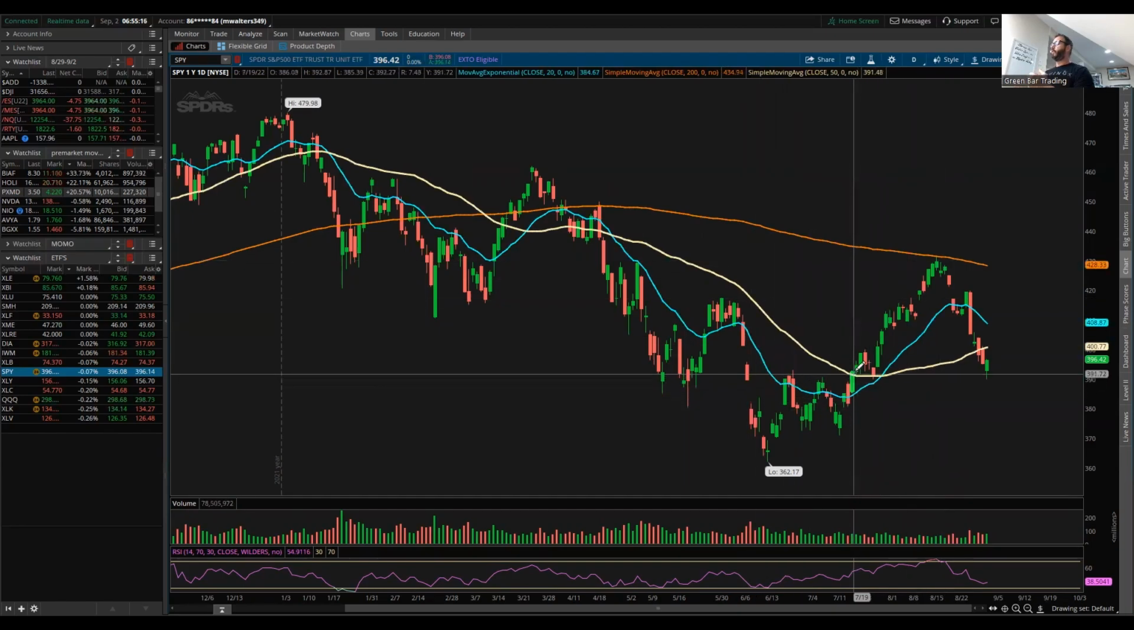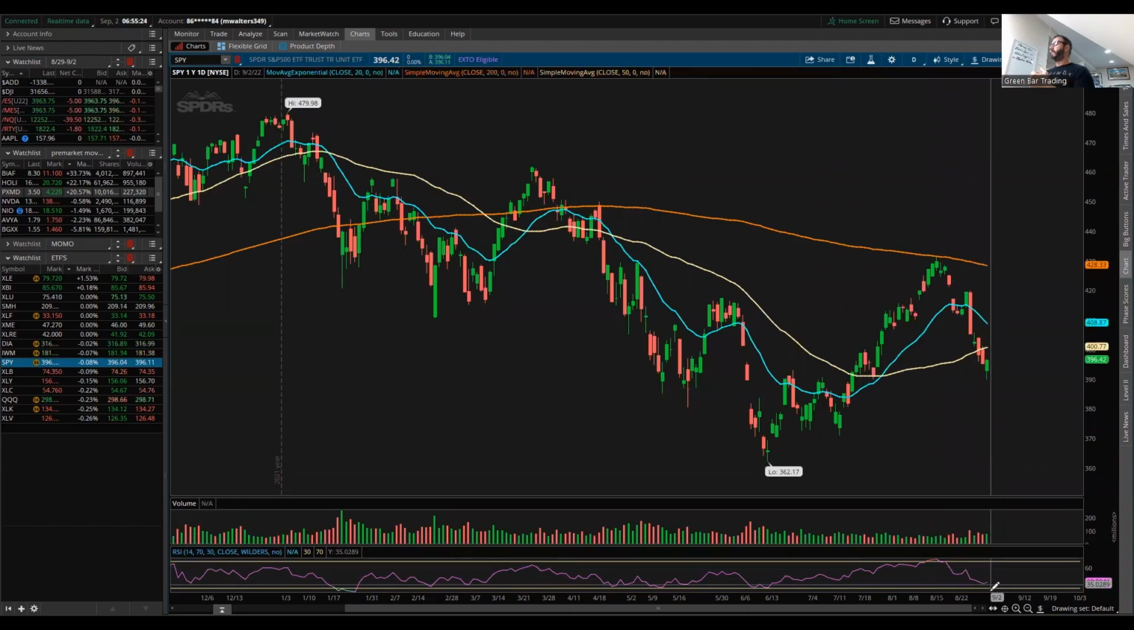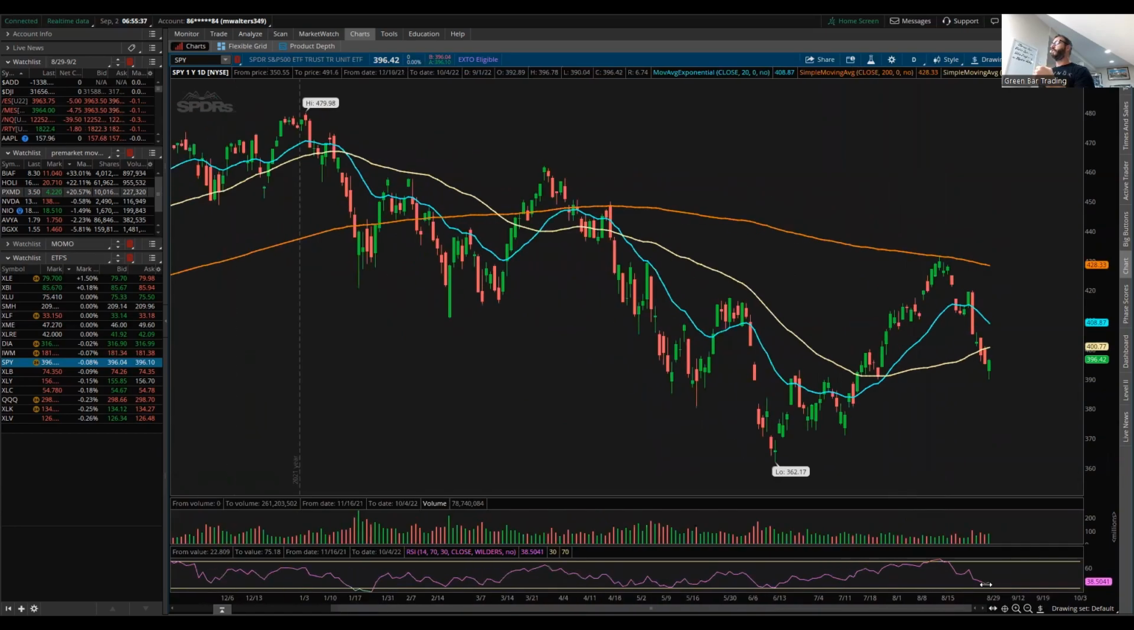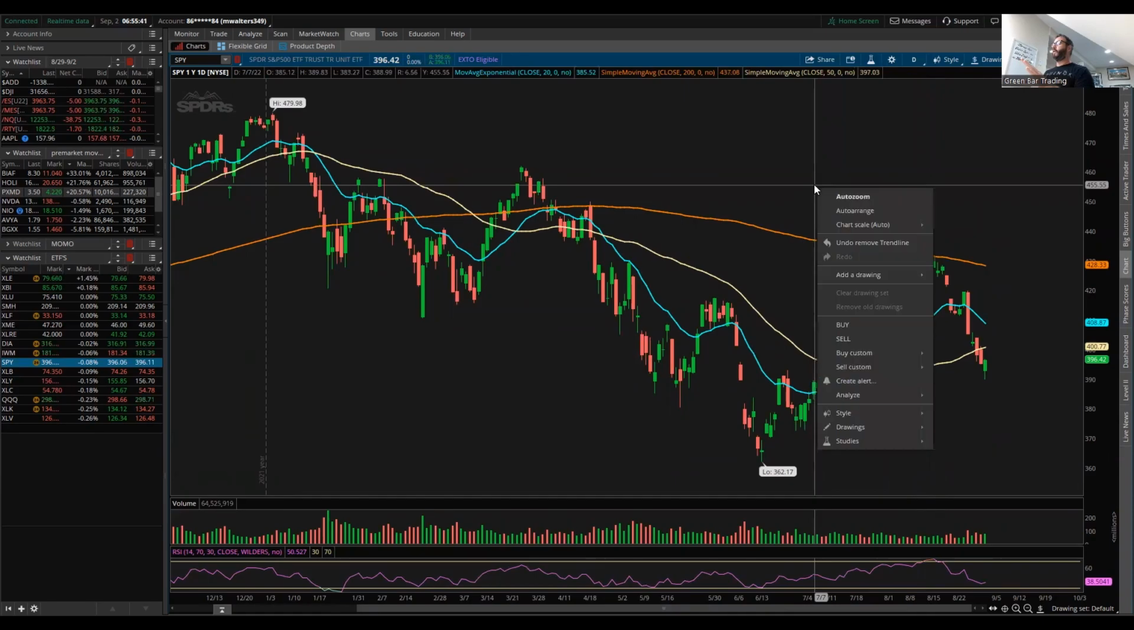You can see here when we broke the 50, we came back down and retested it and then moved back up to the 200. And as we came back down here, we broke right through the 50, like it wasn't even there. And then we retested it the next day and sold off. So, you know, these are just good indicators to have. Now, that's not all I would put on my charts.